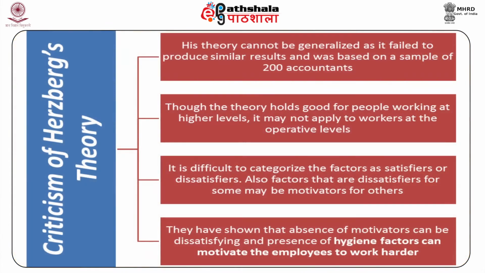Now, the critical appraisal of Herzberg's theory. Herzberg's findings are based on a small sample of 200 engineers and accountants, and it is not a correct representative of the general workforce. The next limitation was that his theory cannot be generalized as it failed to produce similar results later. Third limitation, though the theory holds good for people working at higher levels, it may not apply to workers at the operative levels. The next limitation was that it was difficult to categorize the factors as satisfiers or dissatisfiers.